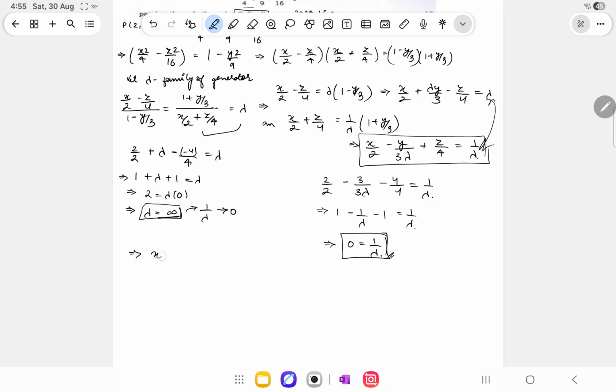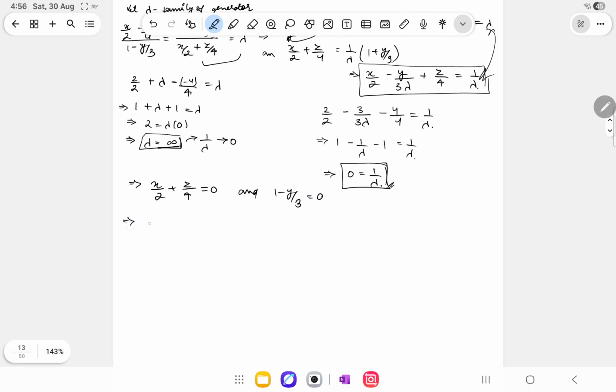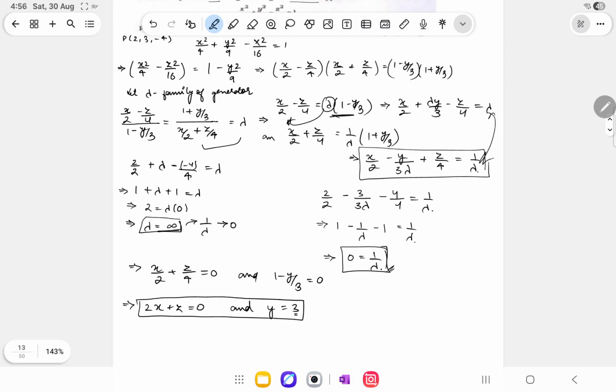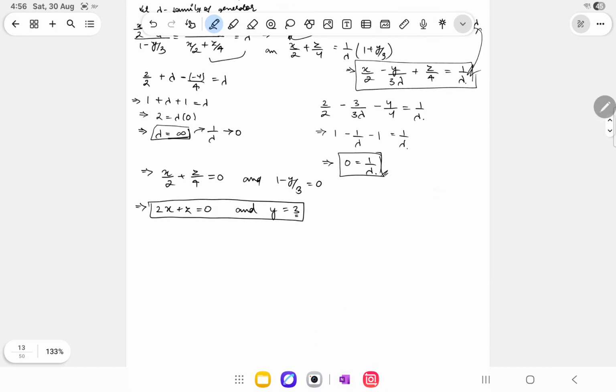If I do so, I'll get x/2 + z/4 = 0. And from the other one, I'll take lambda to the other side, and I'll get 1 - y/3 = 0. So the equations of planes that I have are 2x + z = 0 and y = 3. So this is the equation of one generating line, that is, the generating line formed by the lambda family of generators.